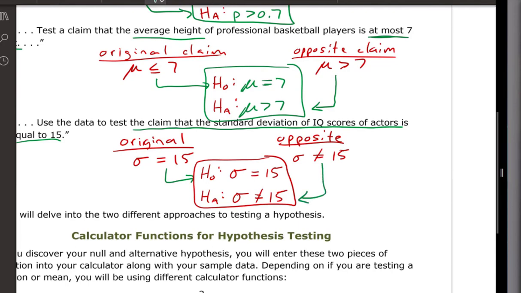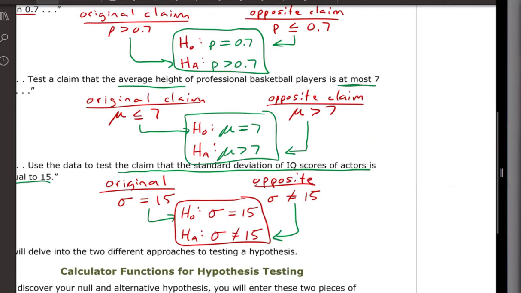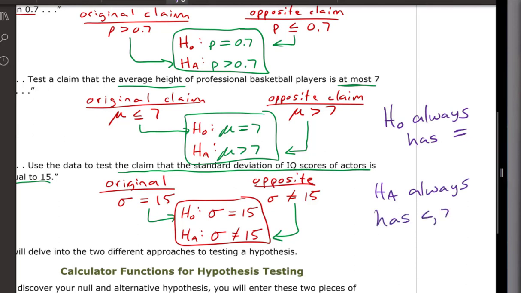One thing to keep in mind too, when you're writing these out, just something to jot down for yourself: H0 always has the equal sign. And then HA or H1, whichever one it has, always has either less than, greater than, or not equal. So definitely some things to keep in mind right there when you're setting these up.